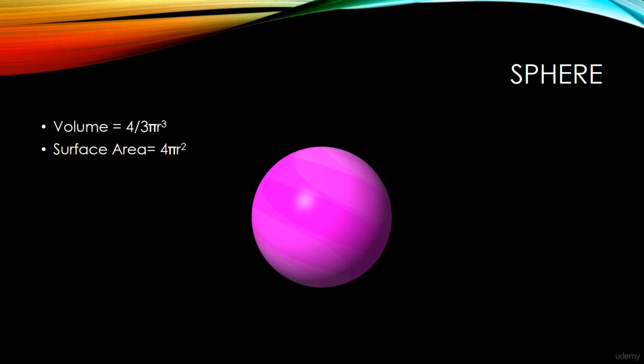Sphere. A sphere is a 3D generalization of a circle. It is characterized by its radius r. Important results include volume is equal to 4/3 pi r cube, surface area is equal to 4 pi r square.